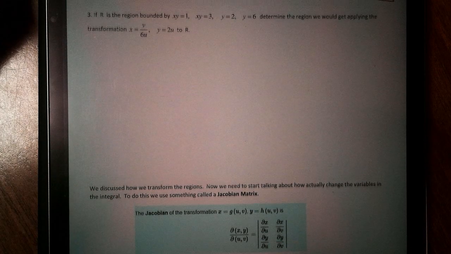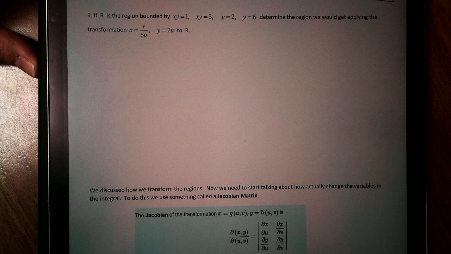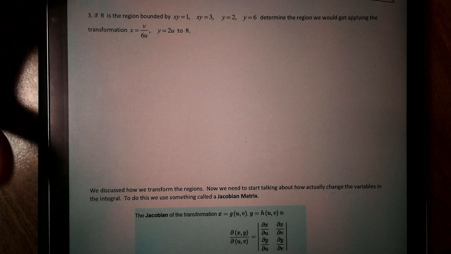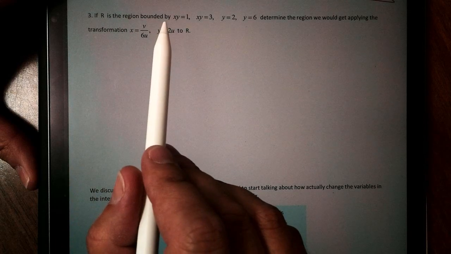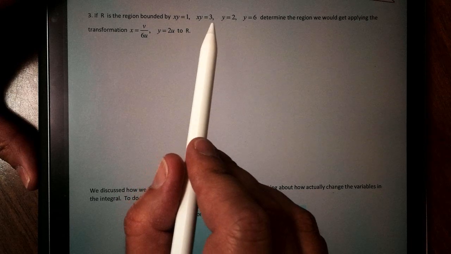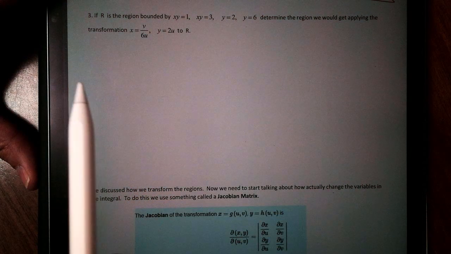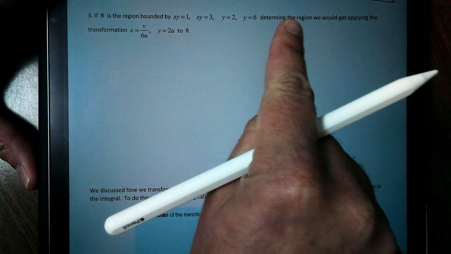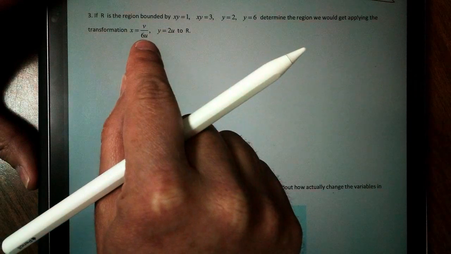Hello and welcome back. We're going to continue our discussion on transforming the domains using our Jacobian substitution. In this example right here, we're given a region bounded by the hyperbolas xy equals 1 and xy equals 3. Also the horizontal lines y equals 2 and y equals 6. And we want to determine what our new region would be if we apply the following transformations.